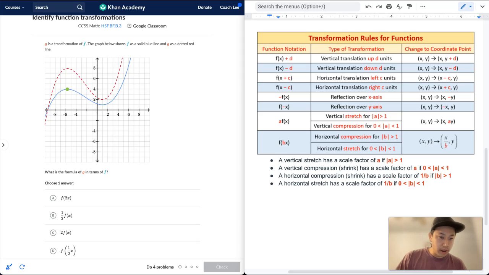Okay, I'll still use this as a reference point, so I'll keep that there. Actually, better yet, let's use this one, just because it's a nicer point. It's at 1, 1. All right, so option B, 1/2 f of x. 1/2 is in front of the function, okay? So we're looking at an a value now.